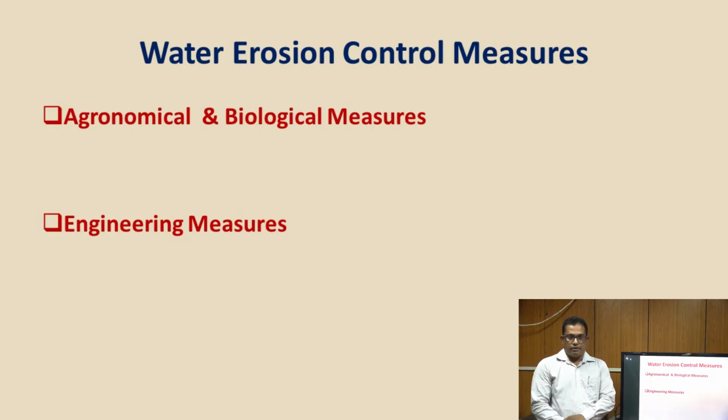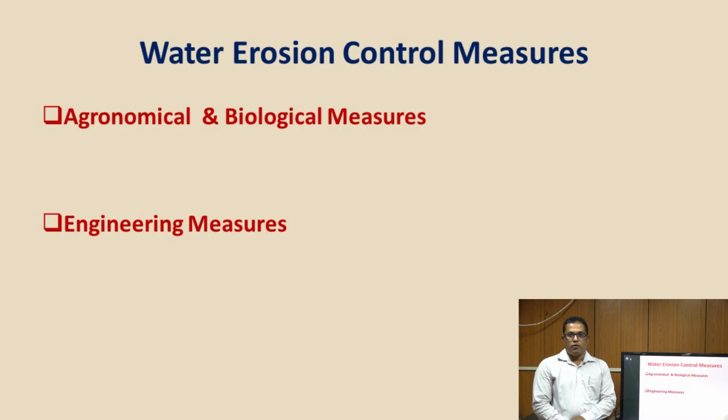Till now we have been discussing only the control measures for erosion caused by water. This can be broadly classified into two groups: agronomic and biological measures, and engineering measures. Agronomic and biological measures, as the name suggests, are the simplest, most efficient and least expensive measures which can be adopted for the control of water erosion.